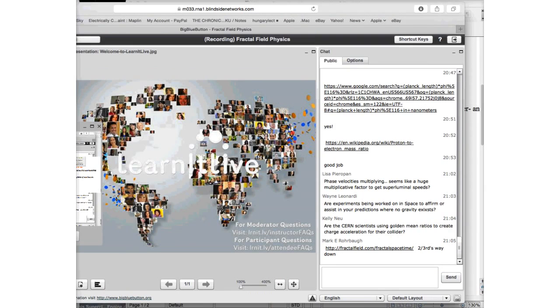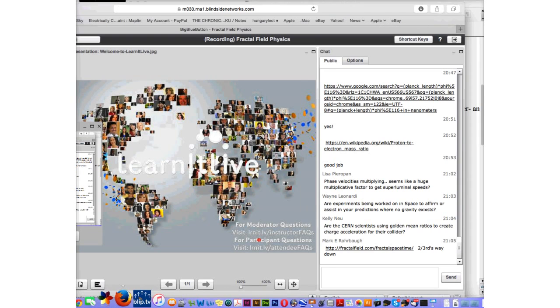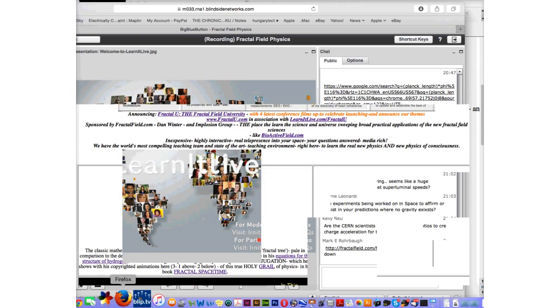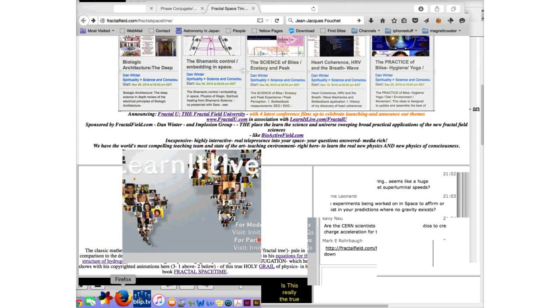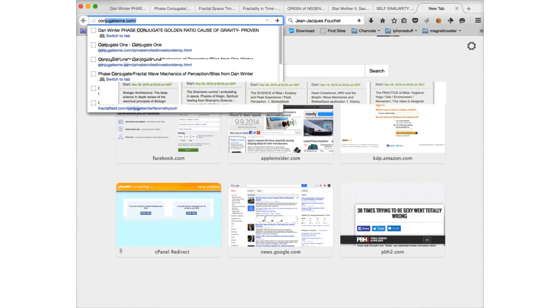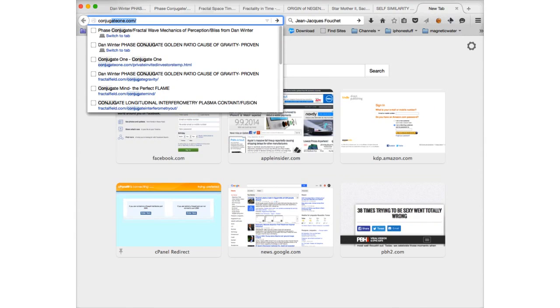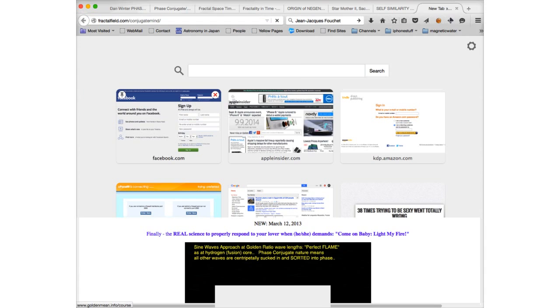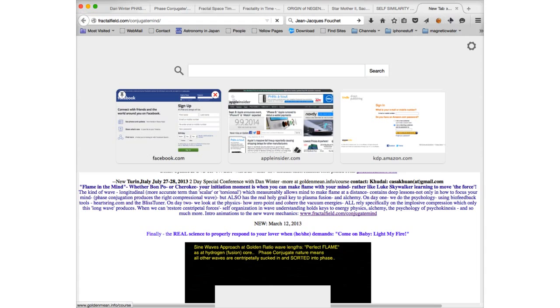Okay, so we produced an article on this called The Conjugate Mind. Now let me see if I can find that article, because here we're trying to create a clear visualization of the difference between longitudinal and transverse waves. That's our challenge at this moment. Here we are. Fractal Field, Conjugate Mind.